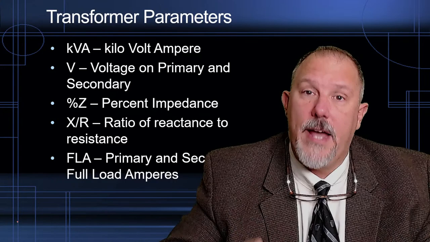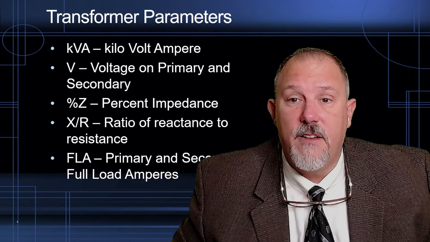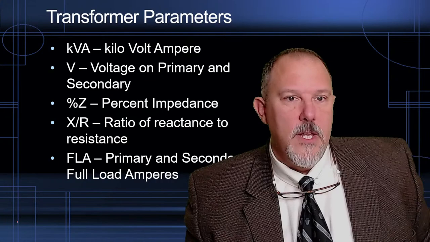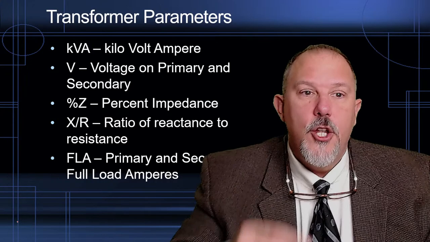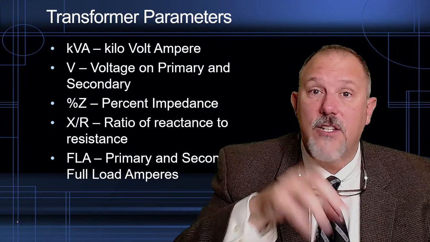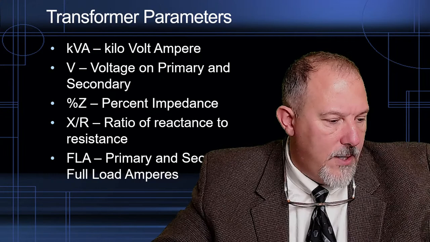This is, again, a fundamentals, but Keith brings up a very good point. Now, you have transformer parameters: voltage on the primary, voltage on the secondary. You have a percent impedance. We'll understand that. X to R ratio. That's the reactance. Remember what an X to R ratio is. What is an X to R ratio?